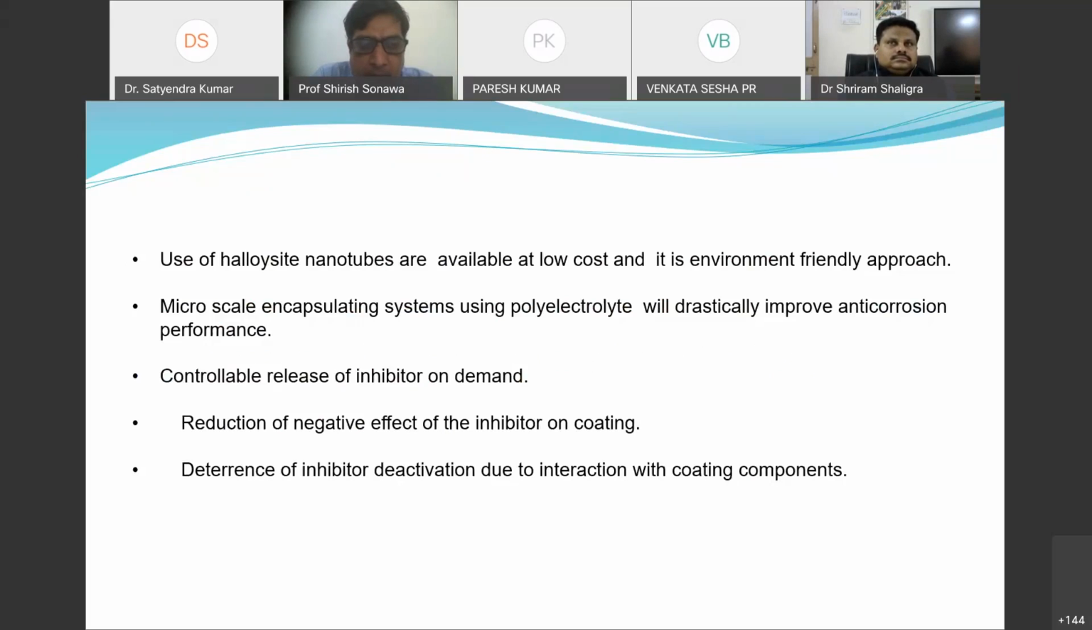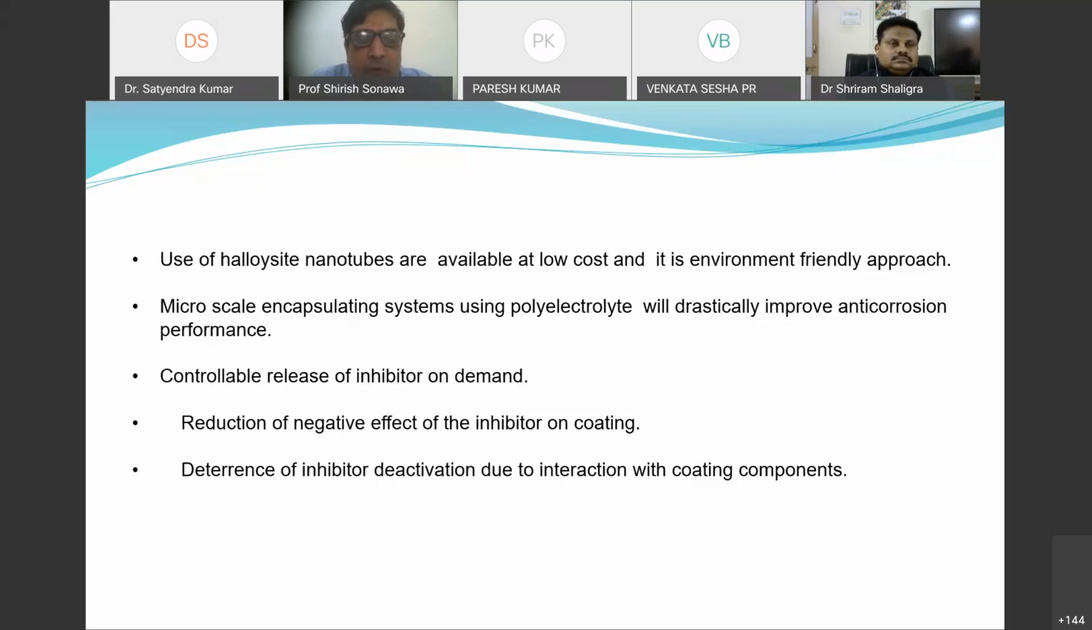One interesting natural clay is what is called halloysite. It is again an alumina silicate. But the interesting thing about the halloysite tube is the inside lamella.